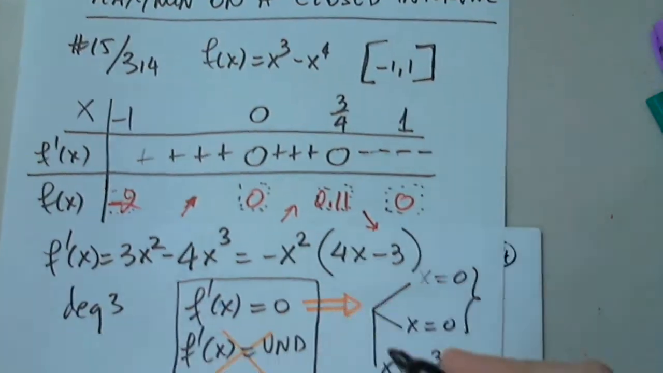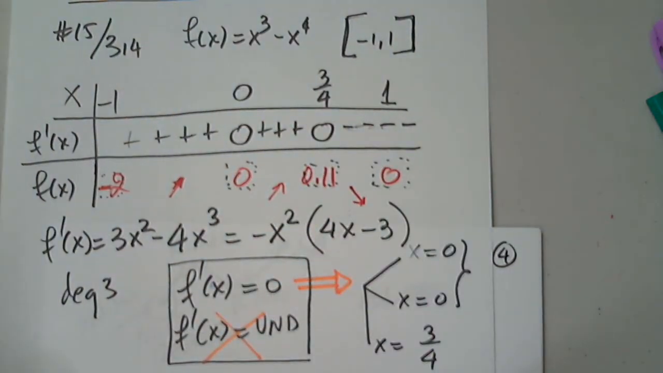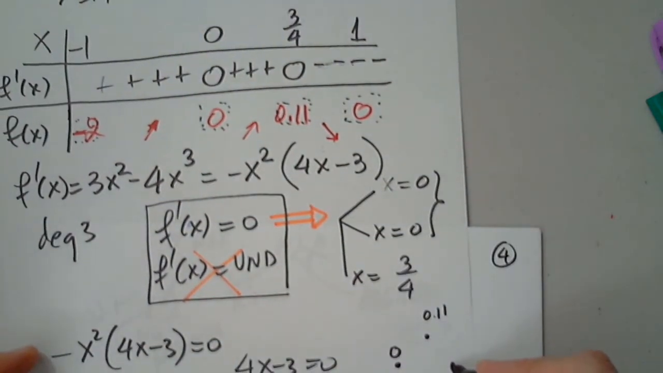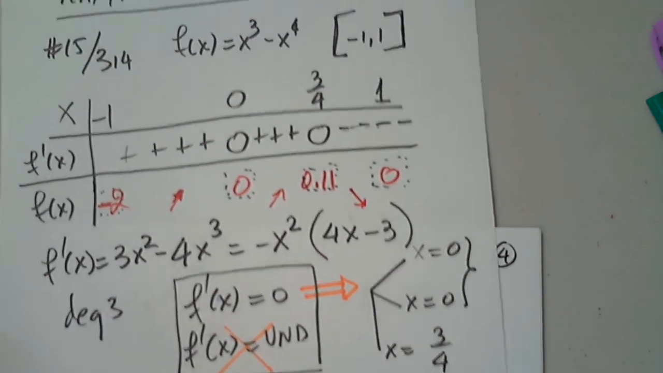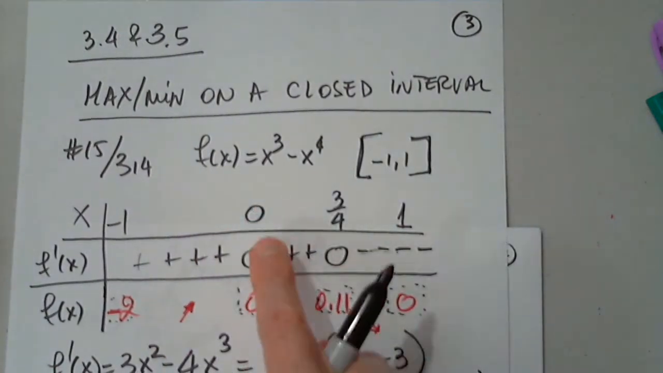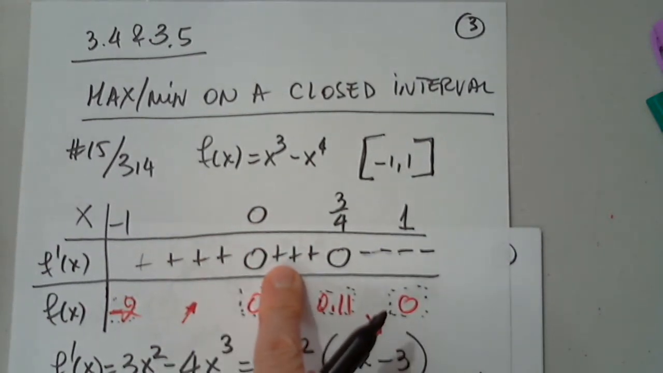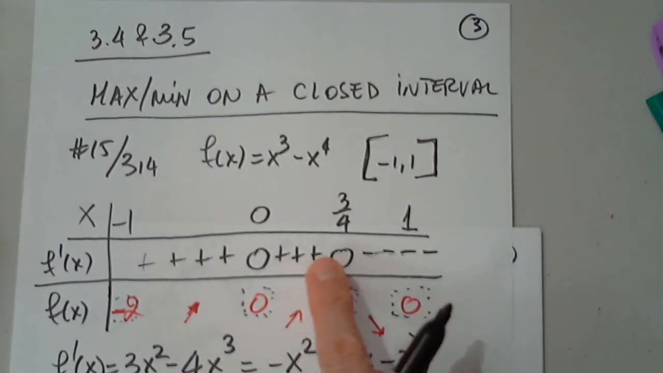So now let's analyze. This function, just imagine it starts at -2, it goes up to 0, further up to 0.11, and then it comes back to 0. Notice that there is no sign change here. So this cannot be a local max or local min because there is no sign change of the derivative. Here there is a sign change, positive and negative.